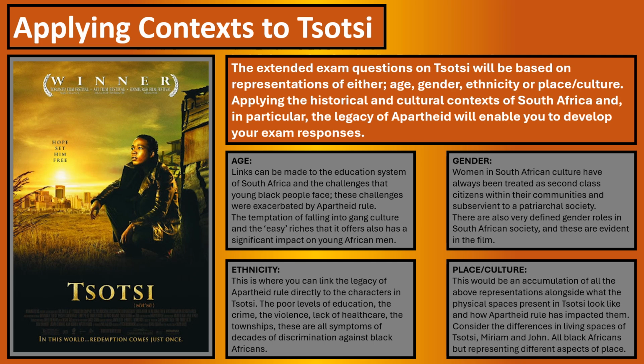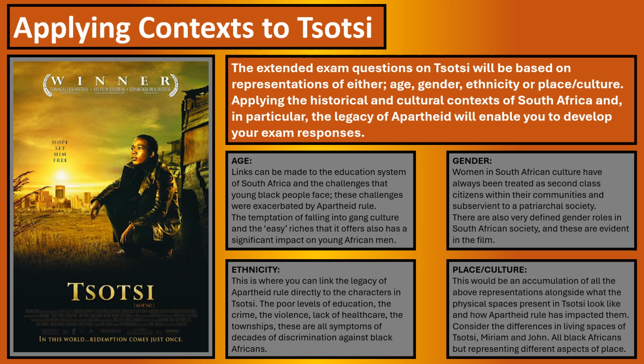In terms of representation of gender, women in South African culture have always been treated as second-class citizens within their communities and subservient in a patriarchal society. There's also very defined gender roles in South African society, and these are evident in the film. We obviously see that with the portrayal of Miriam being very maternal, protective of her child, her apartment, the domestic chores that she participates in. So we can see that representation of gender really evident in Tsotsi.